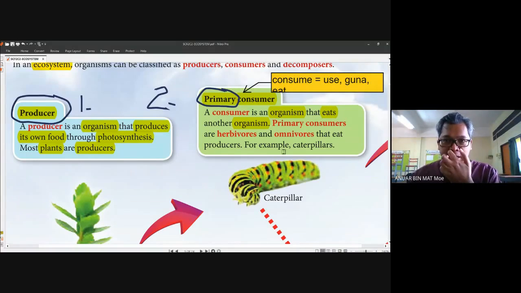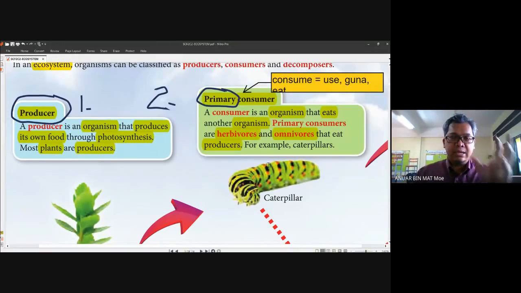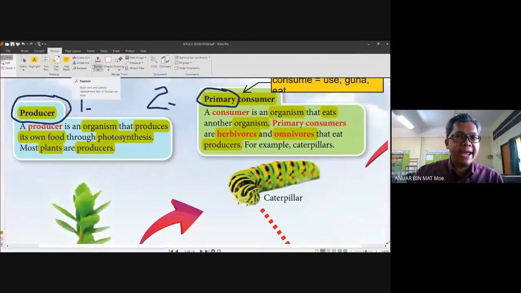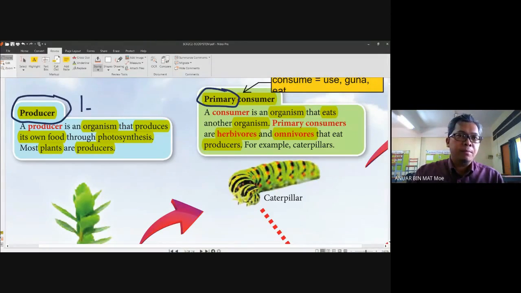Okay, that eats another organism. Mostly they will eat plant. Okay, primary consumers are herbivores and omnivores that eat producer. Okay, they eat plant. The primary consumer is the animal or the organism that eats producer. Okay, can you understand this? This is what we call primary consumer.